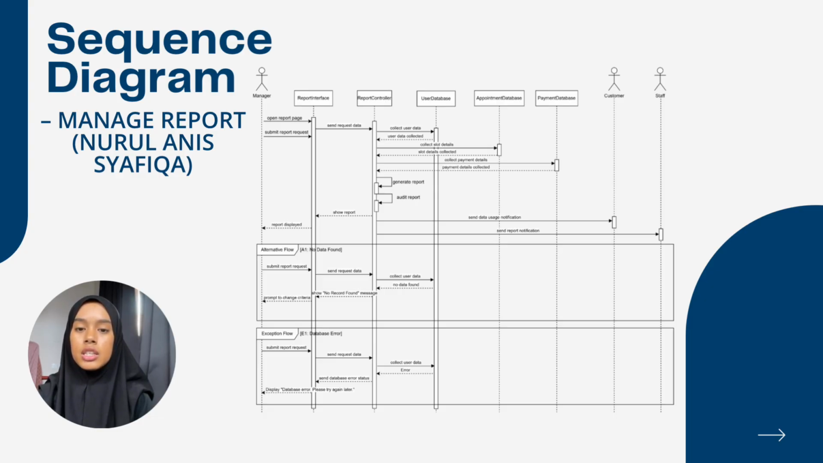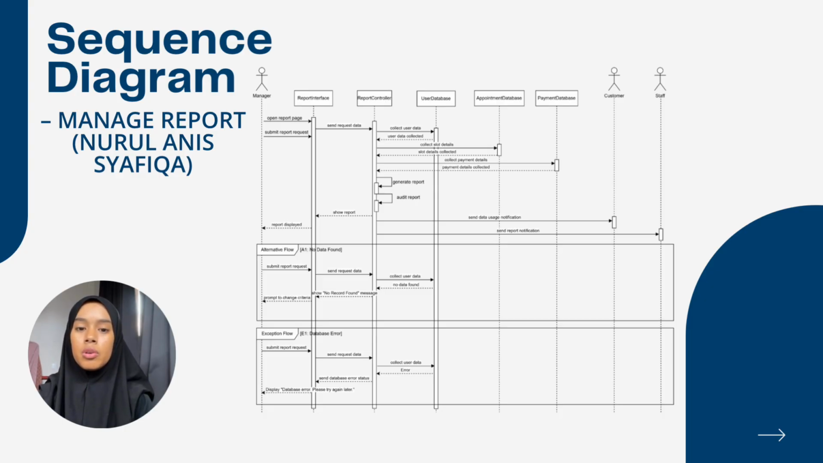First, it hits the user database to get customer and staff details. Then, it queries the appointment database for the service types. And finally, it gets the financial data from the payment database. Once it collects everything, the system automatically audits and verifies the report before displaying it back to the manager.